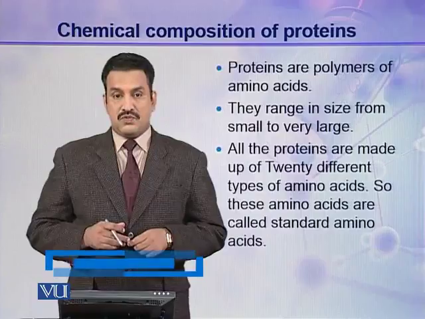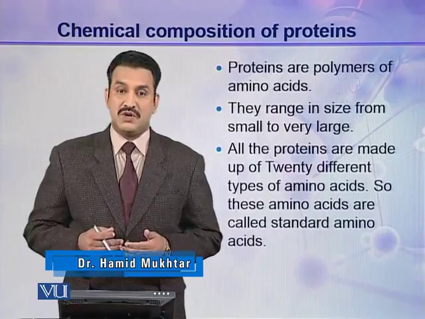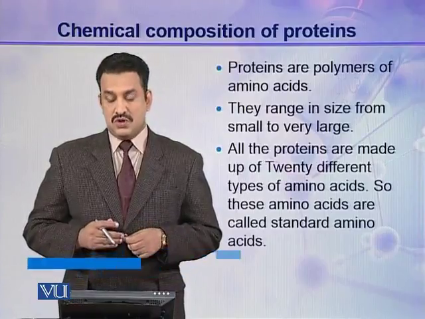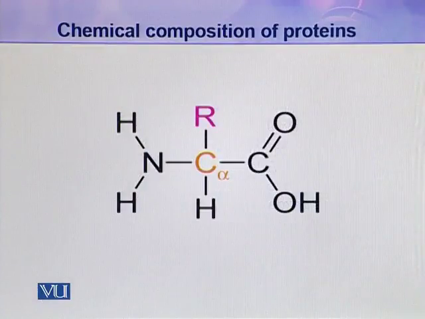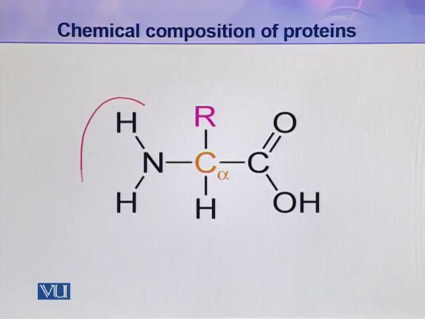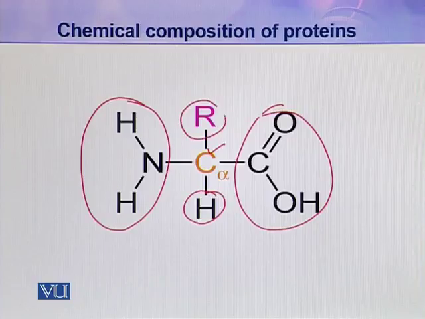All the proteins are made up of 20 different amino acids, and as all the proteins are made up of these 20 amino acids, these 20 amino acids are called standard amino acids. Here you can see the structure of an amino acid. In this amino acid there is one amino group and one carboxylic group, and both these groups are attached to a carbon atom which is called alpha carbon. To this alpha carbon one hydrogen is attached and on the other side one R group is attached.